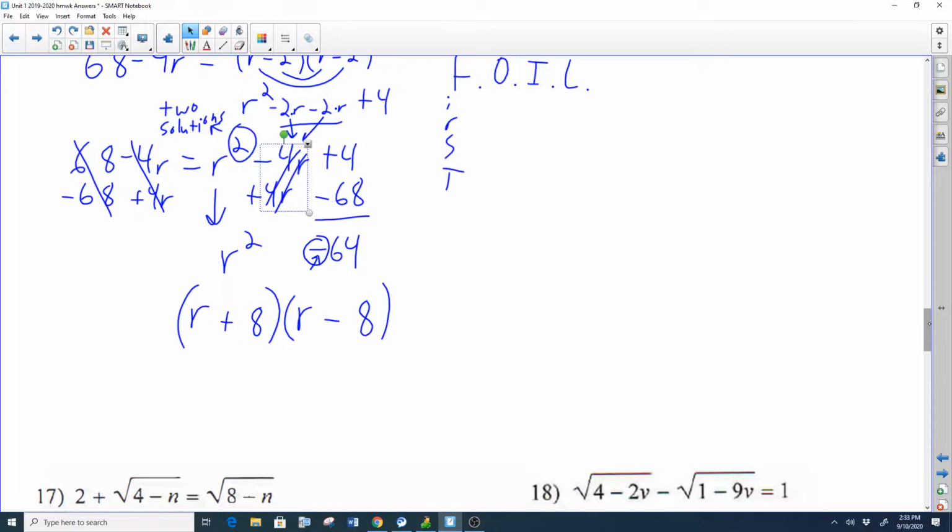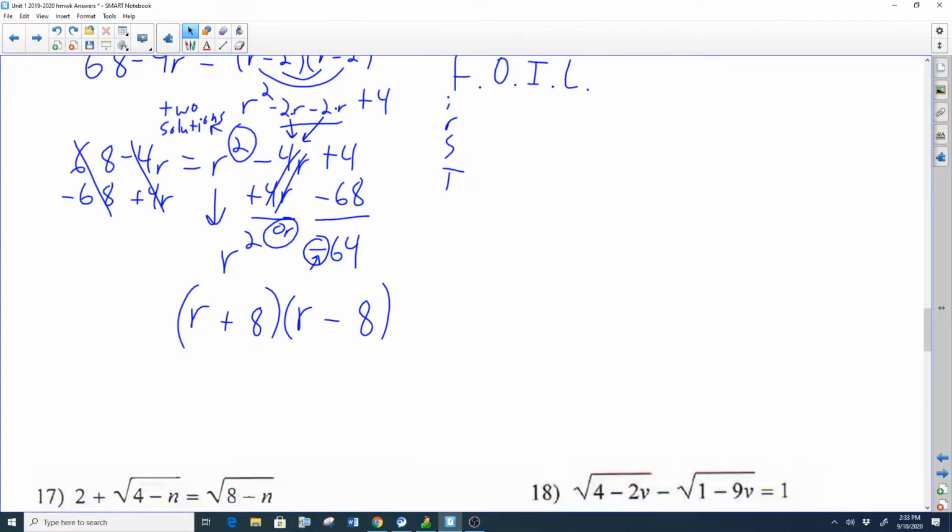Because if you think about our 4r, those canceled, they became a 0r. So 8 times r is 8r. Negative 8 times r is a negative 8r. And so 8r minus 8r is 0r. So that means that we factored it right, because when you combine those together, you get 0r. So we did factor those right.